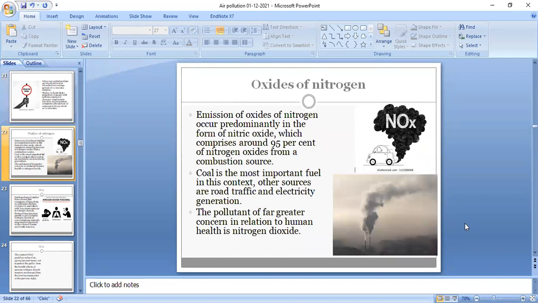Now the oxides of nitrogen, that are nitrous oxide and nitrogen dioxide. Emission of oxides of nitrogen occurs predominantly in the form of nitric oxide, which comprises about 95% of nitrogen oxide from a combustion source. Coal is the most important fuel in this context. Other sources are road traffic and electricity generation. The pollutant of far greater concern in relation to human health is nitrogen dioxide.